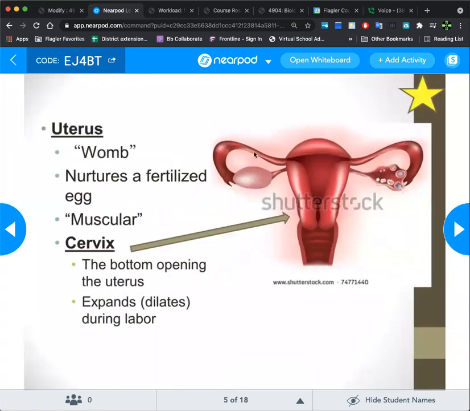All right, so the uterus, it's a muscular organ. They like to use that word muscular on your exams and stuff, so just keep that in mind. And this is essentially the womb. It nurtures the egg, provides protection, all that kind of stuff. And then the cervix is just the bottom part of the uterus. This is what expands during labor.